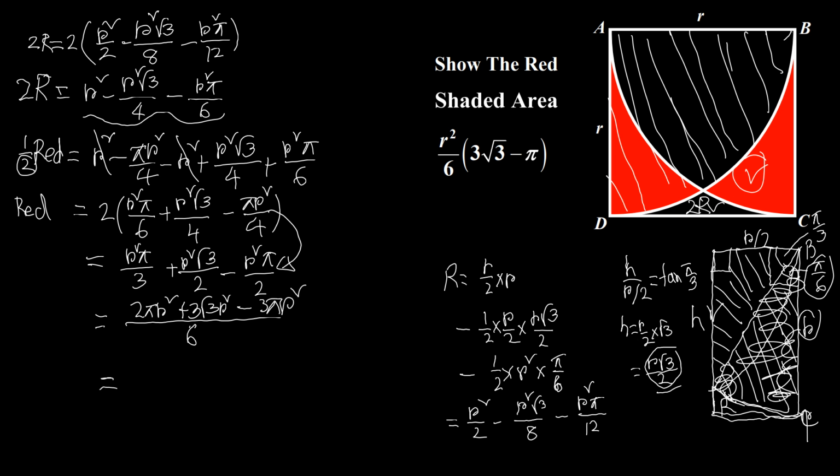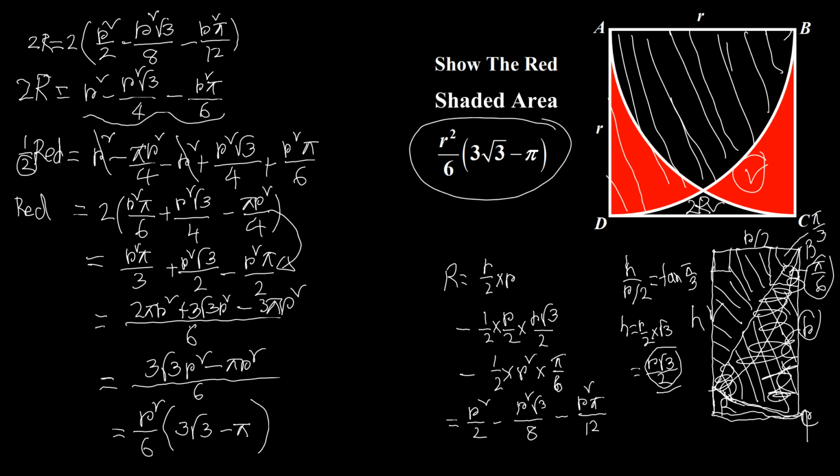So finally we would get from here 3 root 3 r square minus 2 pi r square minus 3 pi r square, which gives us minus pi r square. So divided by 6, take common r square by 6 from here. If r square by 6, then write the rest of the part, which is 3 root 3 minus pi. Is it our answer? Yes, we got the same, r square by 6 times 3 root 3 minus pi.